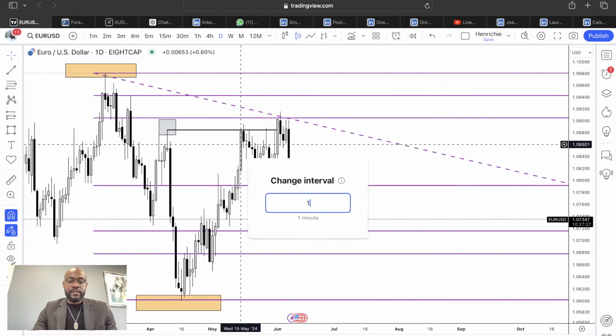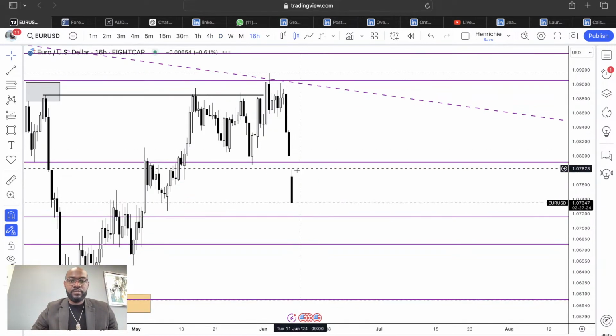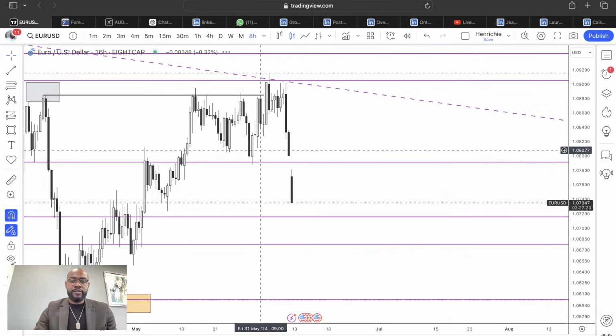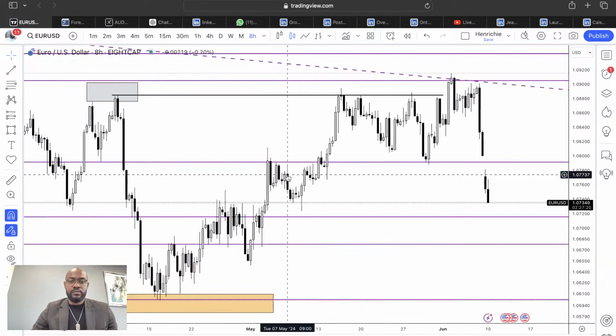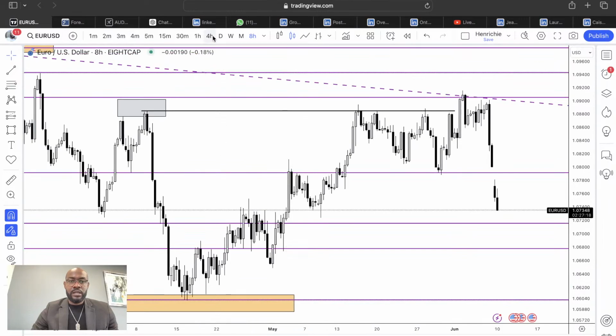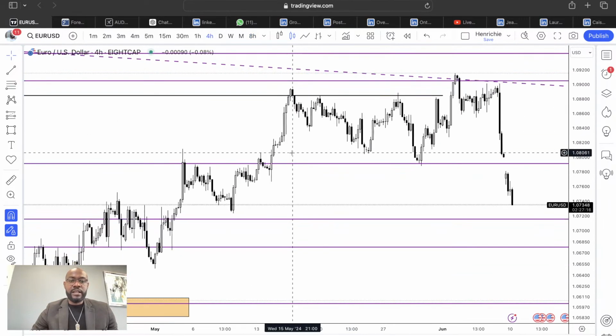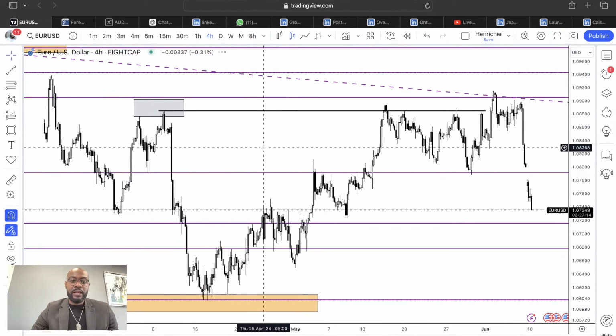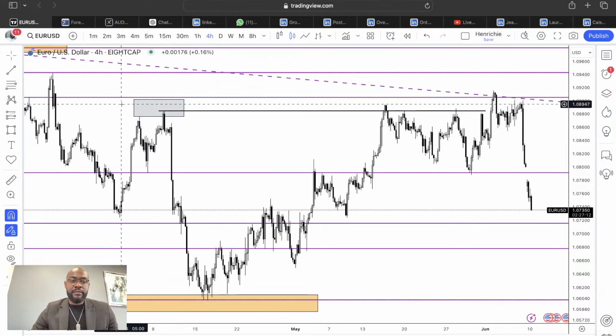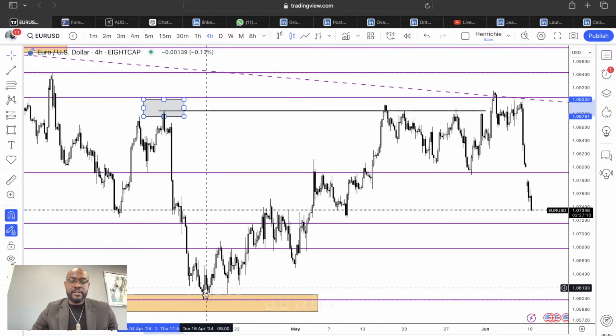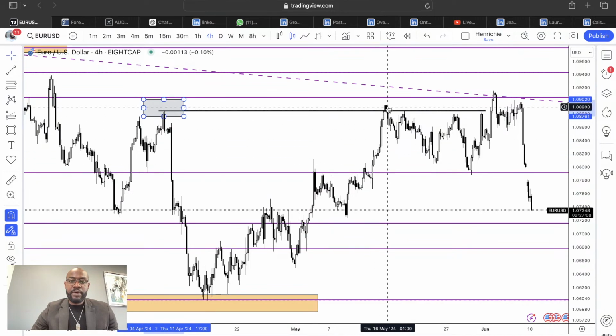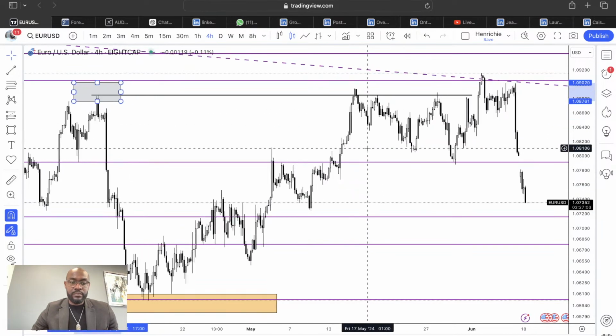Let's look at the 16-hour time frame, 8-hour time frame. Let's look at the 4-hour time frame. On the 4-hour time frame, you can actually see this is the swing high on the 4-hour time frame, and this is the swing low. And right here was the break of structure of the swing high.